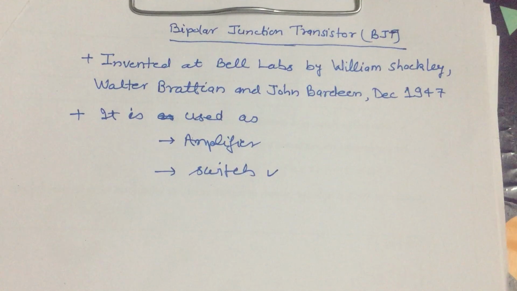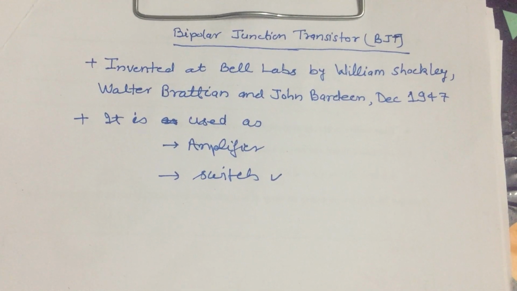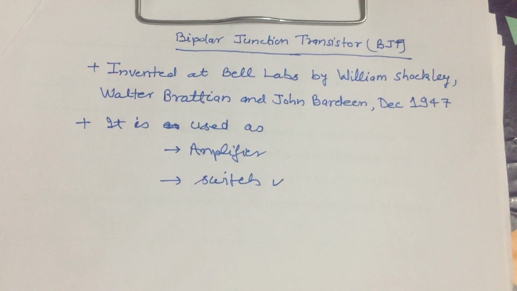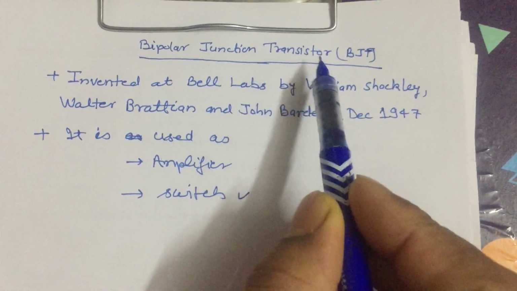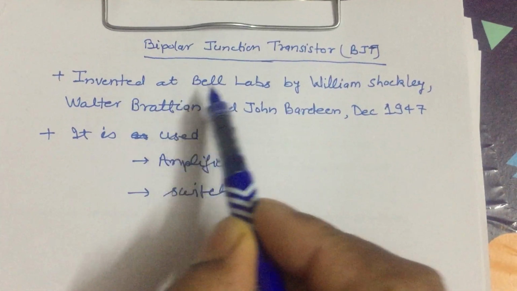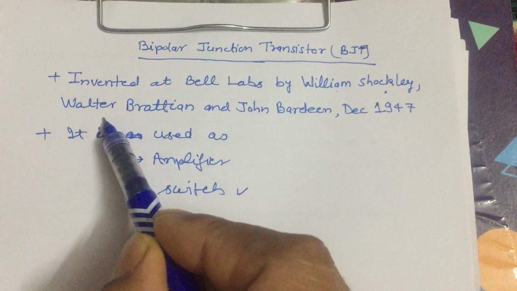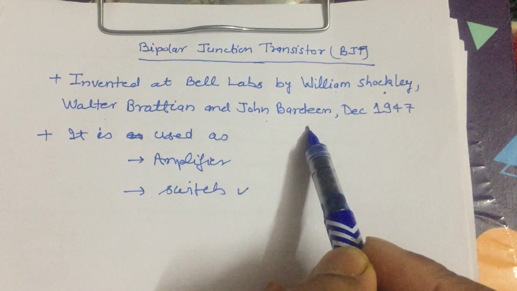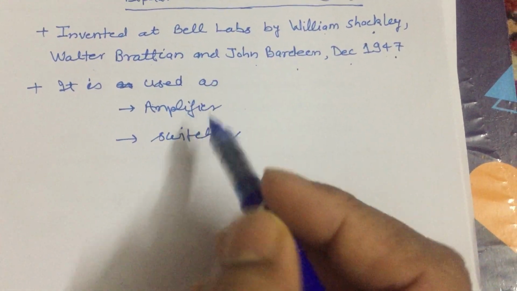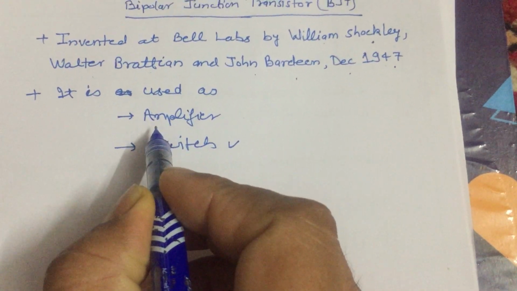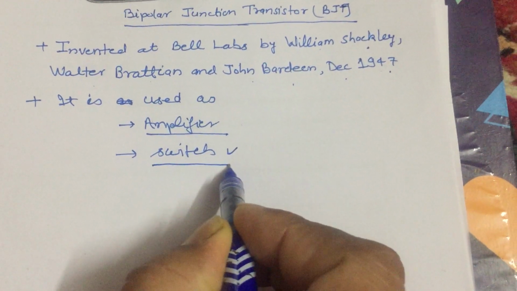Nowadays we are using the field effect transistor, which is the next family after BJT. So what is BJT? It is a bipolar junction transistor. It was invented at Bell Lab by William Shockley, Walter Brattain and John Bardeen in December 1947. There are two primary applications of BJT. It is used as an amplifier and it is used as a switch.